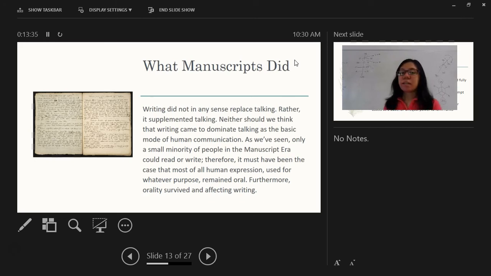So what did the manuscripts do? Writing did not in any sense replace talking, but it supplemented talking. As we have seen, only a small minority of people in the manuscript era could read or write. It must have been the case that most of all human expression, used for whatever purpose, remained oral, so orality survived and affected writing.